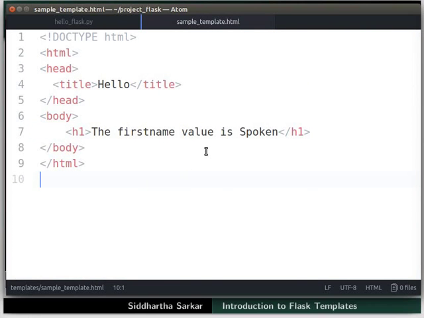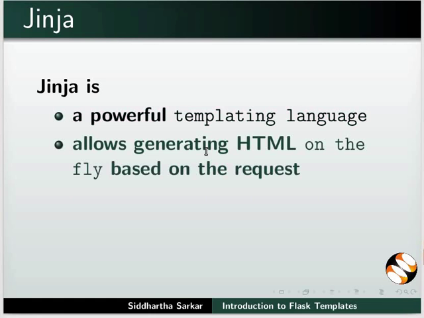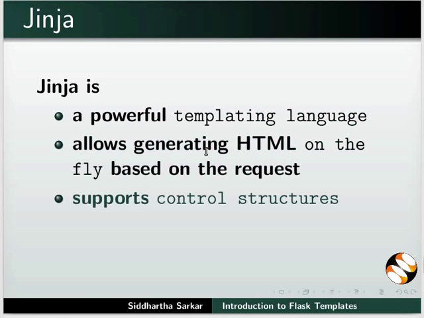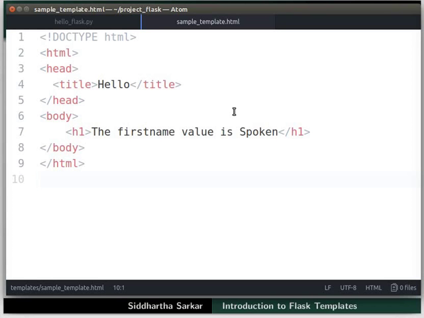We will use Jinja to interact the HTML file with the Python file. Jinja is a powerful templating language. It allows generating HTML on the fly based on the request. It supports control structures such as if statements and for loops. Most importantly, it enables inheritance of HTML code. Switch to sample_template.html file. To access a variable in Jinja, we have to write it within double curly braces. So replace the word spoken with firstName within double curly braces.